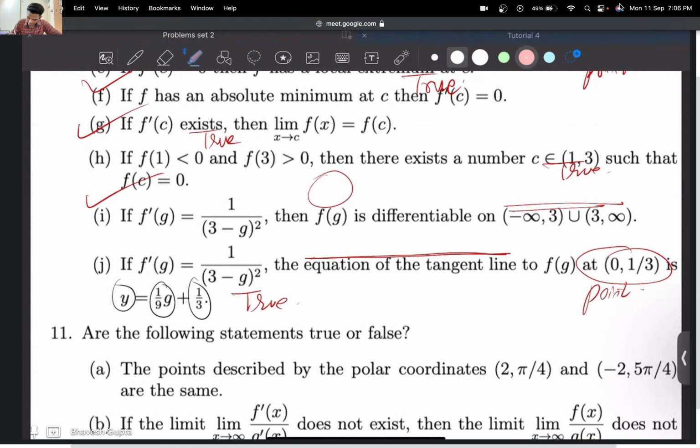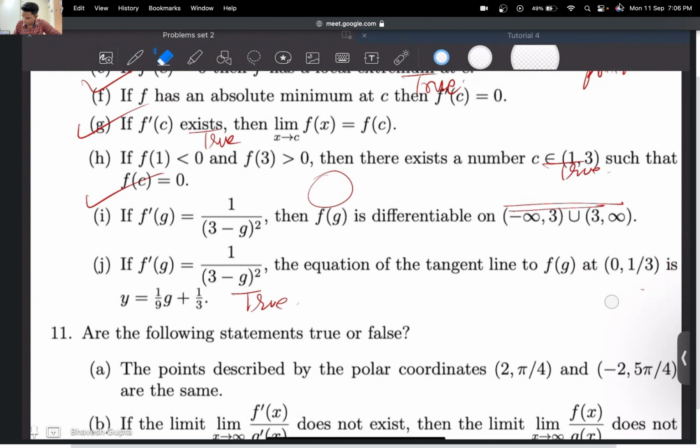Okay, so that's the idea. That's how we solve this kind of problems, which is quite general. I mean, we will encounter them every time.